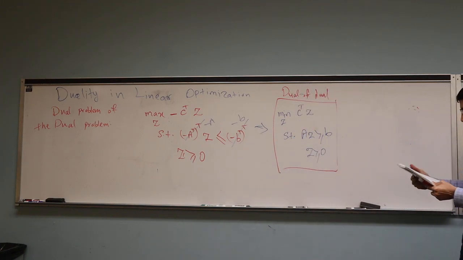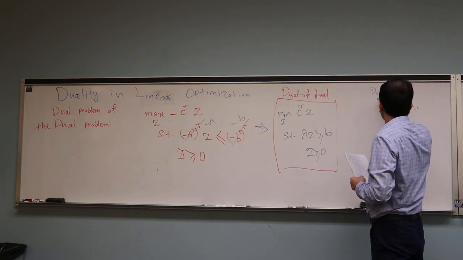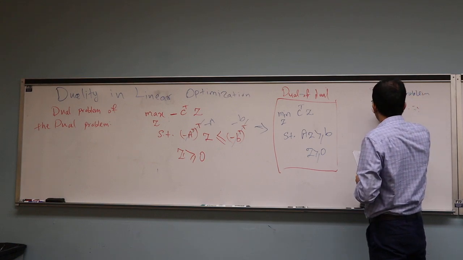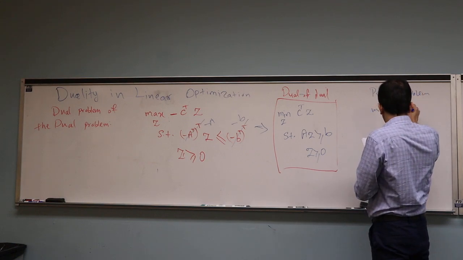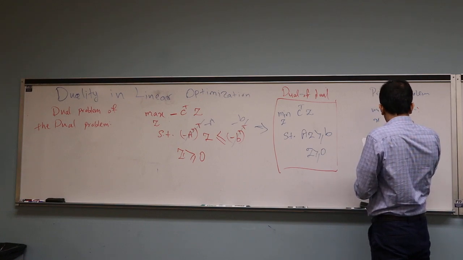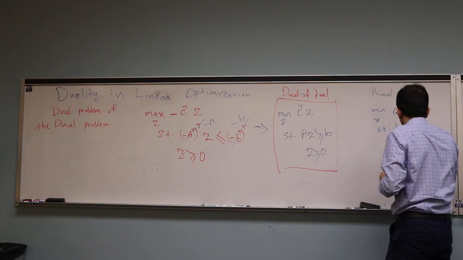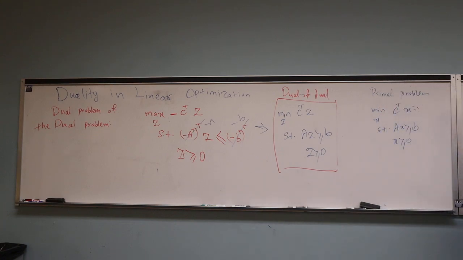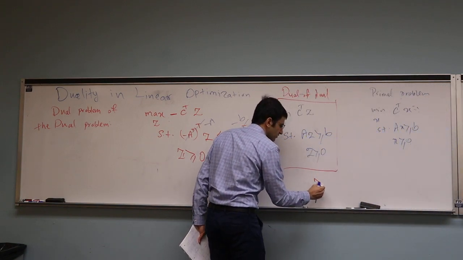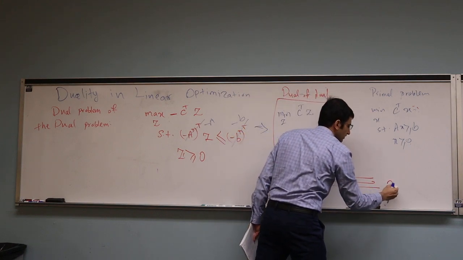Let's go back and see what was our original problem. Our original problem, or the primal problem, was minimizing C transpose X subject to AX greater than or equal to B and X greater than or equal to 0. You can see that if I solve this and find the values of these, it is equivalent to solving this and finding the values of X.